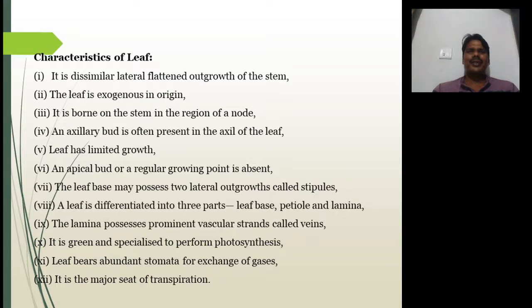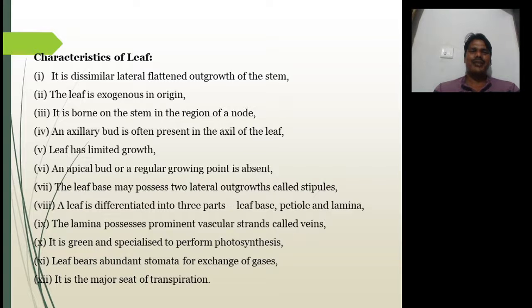Each node develops a leaf. An axillary bud is often present in the axil of the leaf. If this is the leaf and this one is the branch, this is the axil region, and this axil region forms a bud-like structure. An axillary bud is often present in the axil of the leaf.